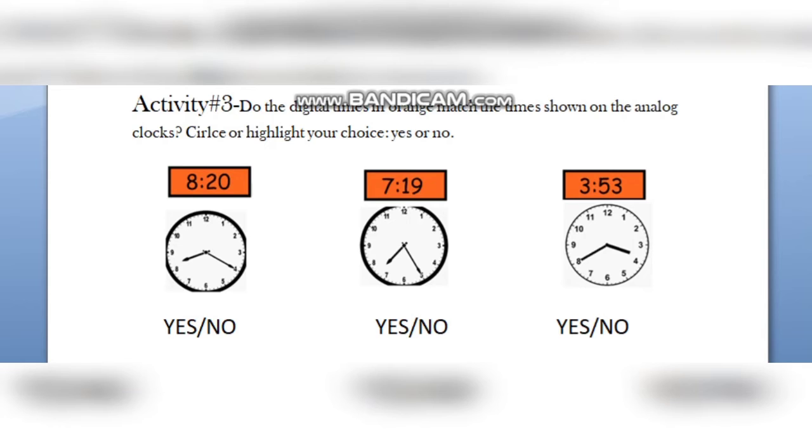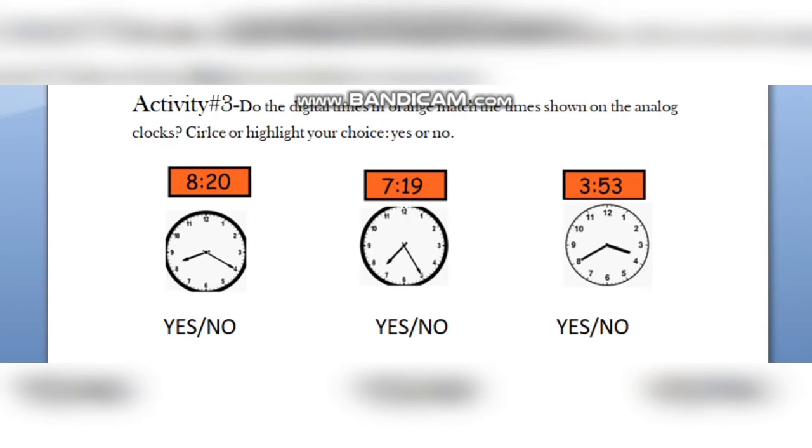I can see the orange digital time says 8:20, and then I'm going to look at the analog clock. I'm first going to look for my short, small hour hand. I see it's just past the 8, so that's looking good. It matches. And then I'm going to look at my minute hand, and I'm going to see it's pointed to the 4, and I know that the 4 means 20, so it is 20 past 8 or 8:20. They are the same. So for that one, I'm going to circle yes.